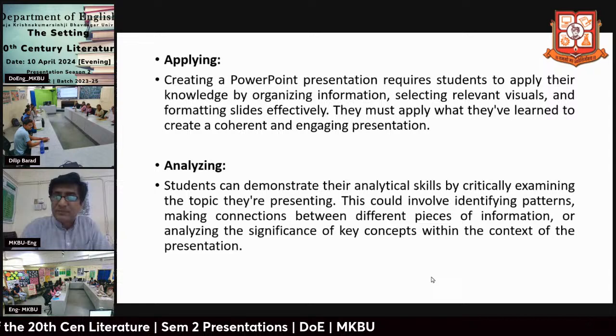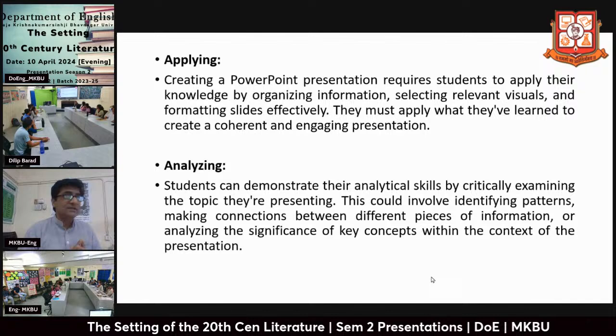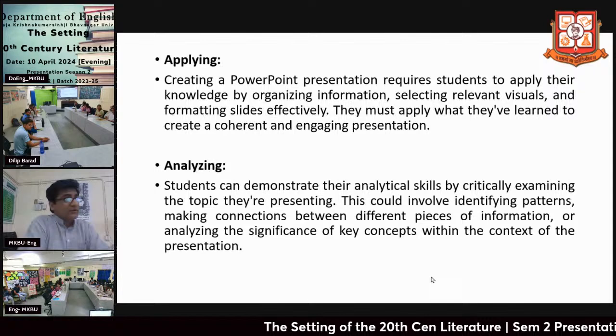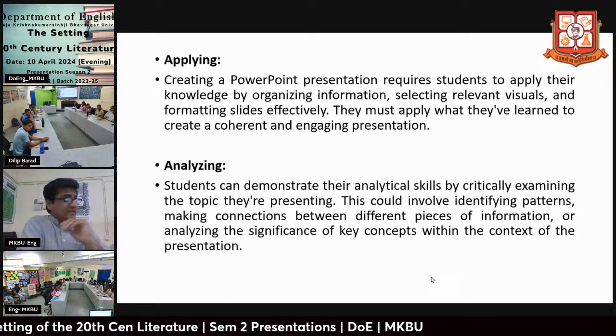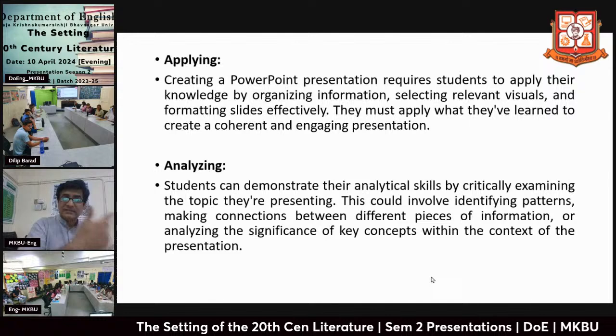Analyzing part. Students can demonstrate their analytical skill by critically examining the topic they are presenting. This is the point where, say you talk about Rupert Brooke, and he wrote a poem about soldiers and he appreciated that. But your critical insight will also help you to question that. So because your presentation is on that topic, you will say that this is how Rupert Brooke sings the praise or song of war, going to the battle. But at the same time, your critical insight will tell you to add something to question whether that is fair and square or not.